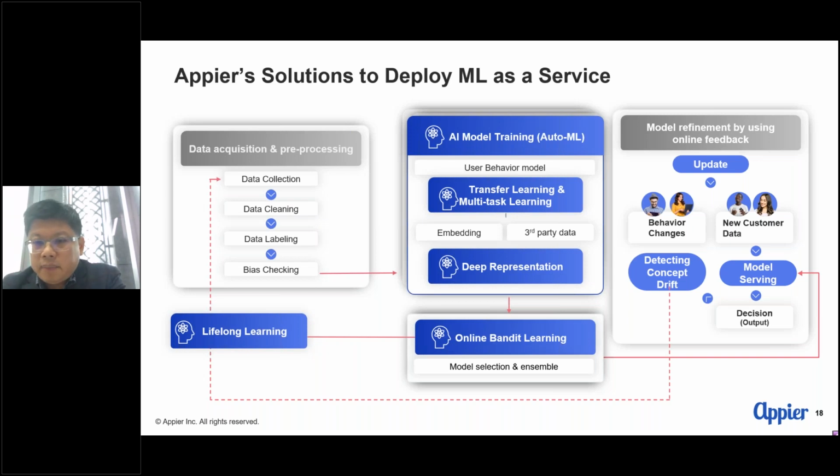And once the model is deployed, we need to keep monitoring it, and we have to be aware of concept drift and react quickly. And given that, on the serving side, we need to feed back the feedback. We figure out the user's response to the model, and through online bandit learning, dynamically select models and ensemble different models to optimize the performance. Also, we need to consider lifelong learning to make sure the model can sustain in the long run.